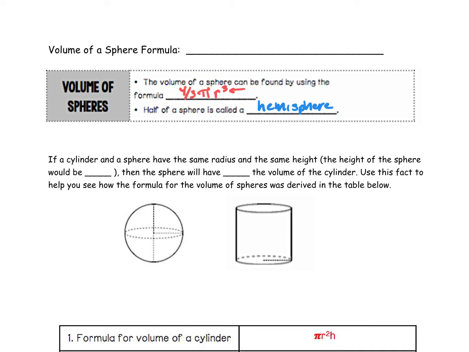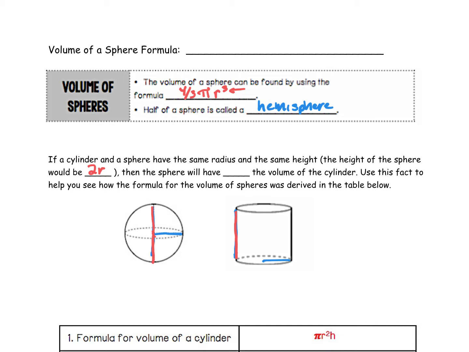This is the same radius, so let's mark that. And the same height, so from here to here is the same thing as here to here. That says the height of the sphere would end up being 2r. Because of the sphere's shape, from the center to any point on it would be a radius. So there's a radius here and a radius here in any direction. So the height of this would also be 2 radius because it has the same radius.